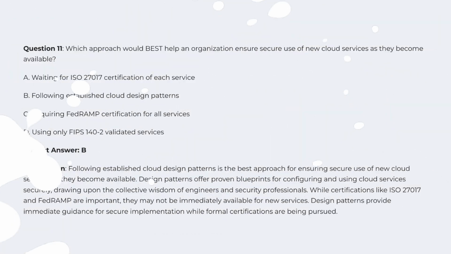Correct answer, B. Explanation. Following established cloud design patterns is the best approach for ensuring secure use of new cloud services as they become available. Design patterns offer proven blueprints for configuring and using cloud services securely, drawing upon the collective wisdom of engineers and security professionals. While certifications like ISO 27017 and FedRAMP are important, they may not be immediately available for new services. Design patterns provide immediate guidance for secure implementation, while formal certifications are being pursued.